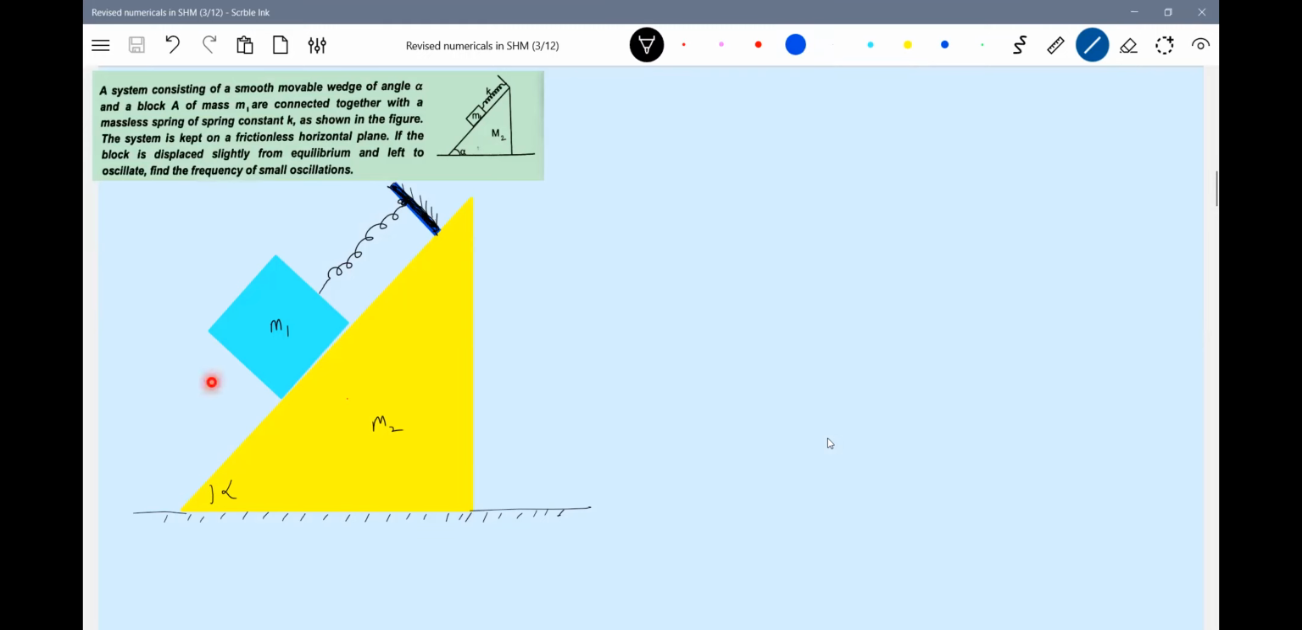Okay, let's assume that. Let XR be the displacement of the block with respect to the wedge, and let the wedge have displacement x2. What is XR? Displacement of block with respect to wedge. And what is x2? Let it be the displacement of the wedge.